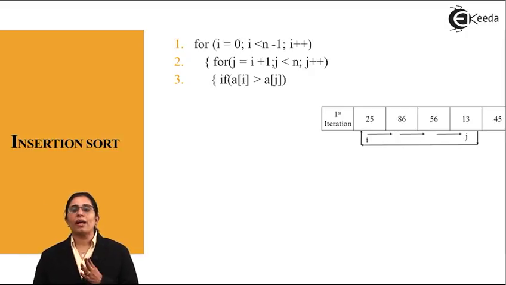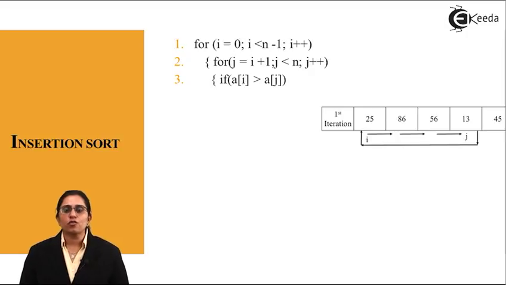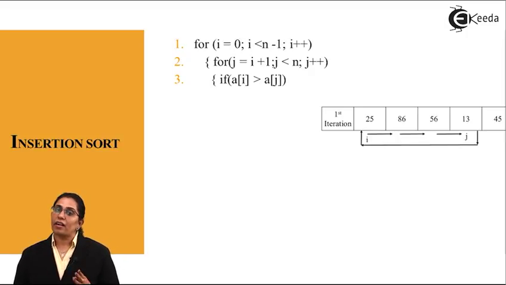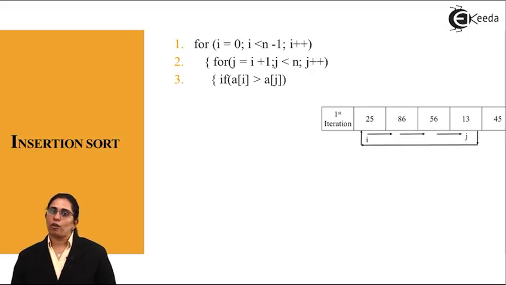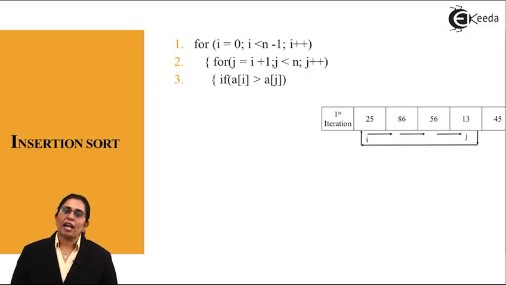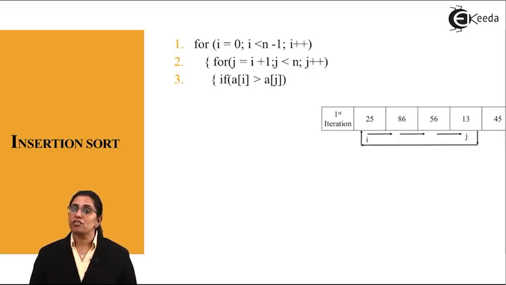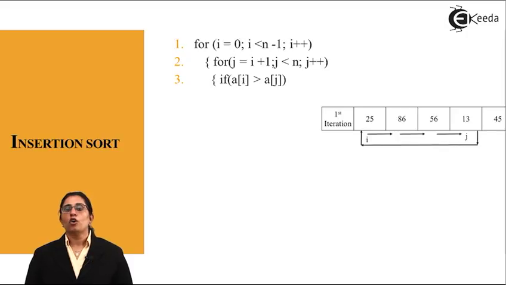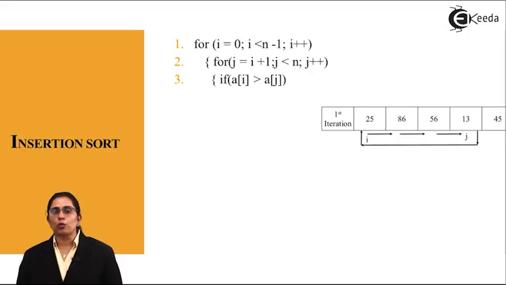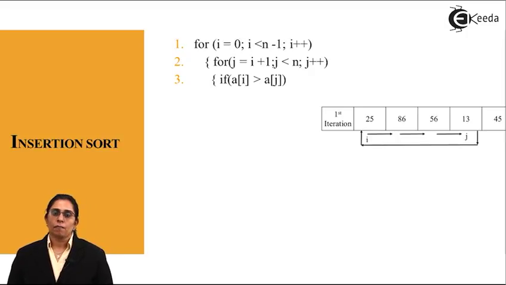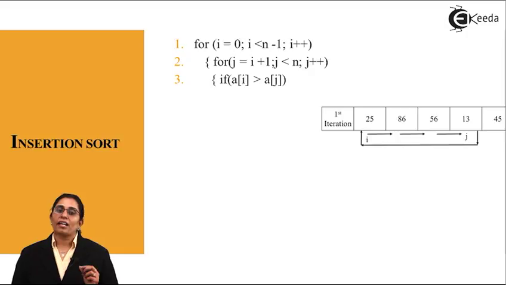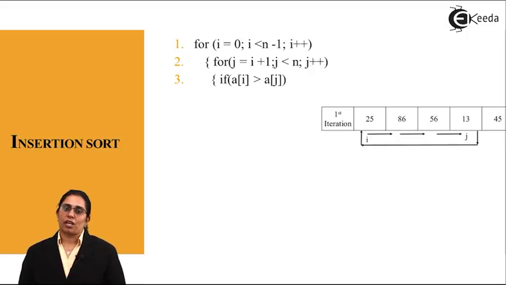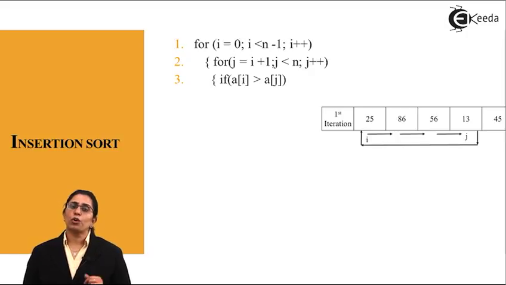So we increment the value of j, and it reaches the location of 56. Here again, a of I is compared with a of j, that is 25 is compared with 56. So again, there will not be any insertion implemented over here. So j is incremented by 1, and we move to the index location 13. At this instance, we see that a of I is greater than a of j, that is 25 is greater than 13. So what do we do next?